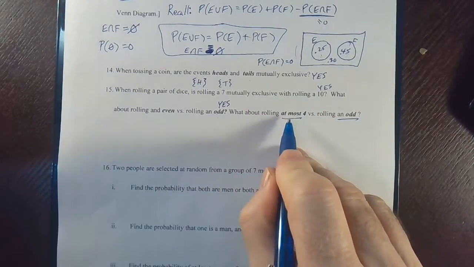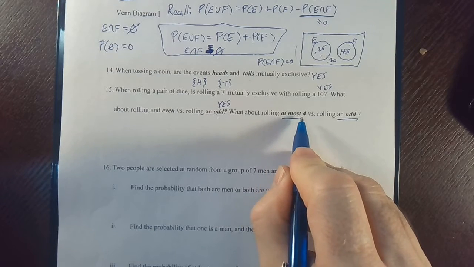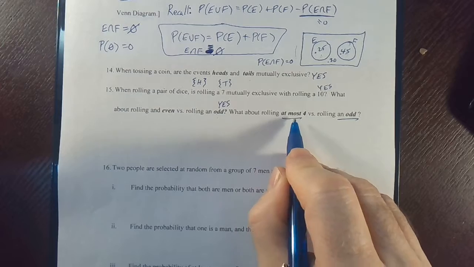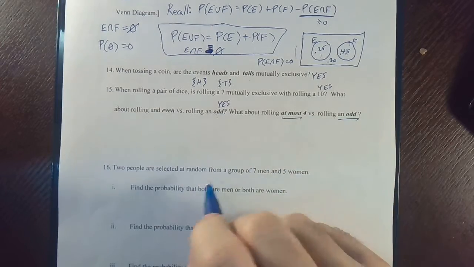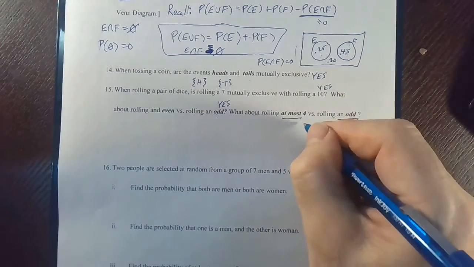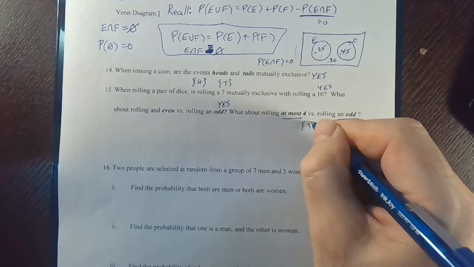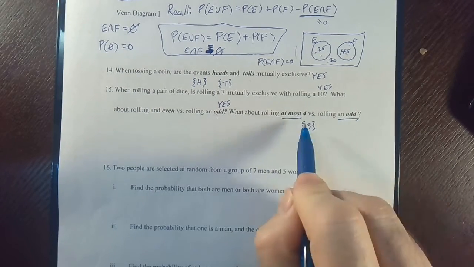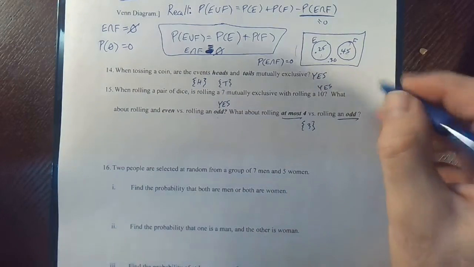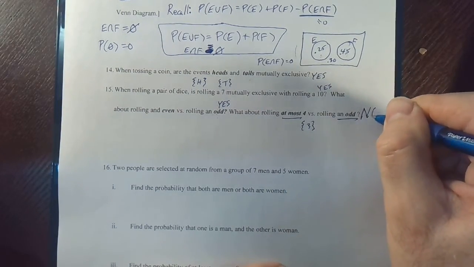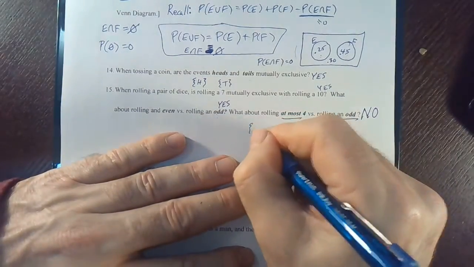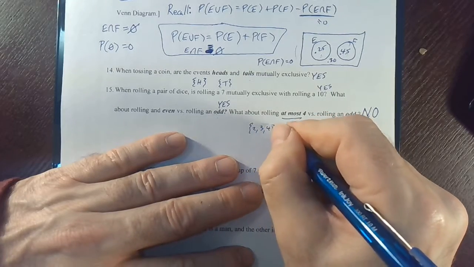Well, could you roll a number that's at most 4, which means it's a 4 or less? It could be a 2, 3, or 4. And roll an odd number? You certainly could. This number is in both sets. It is odd, and it's also at most 4, so this is the only one where they are not mutually exclusive. This set would contain 2, 3, 4.